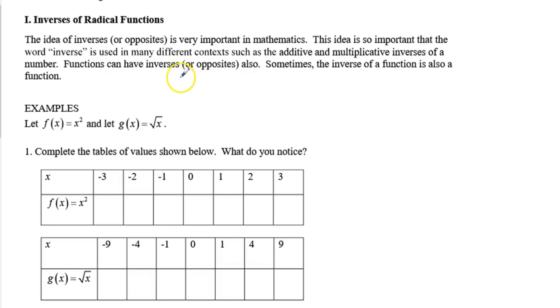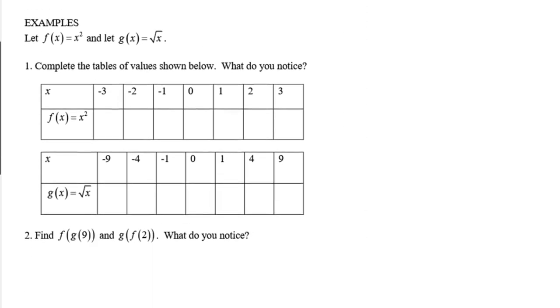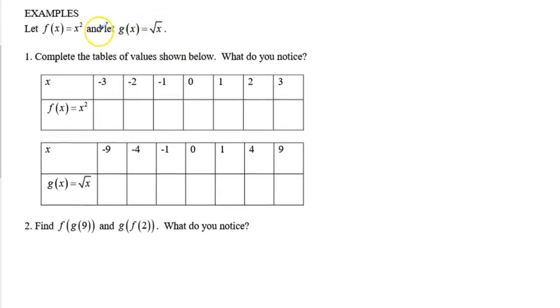And functions can also have inverses. That's what we're going to study here, inverses of the radical function. So let's specifically look at the relationship between x squared and the square root of x. You obviously know that they undo each other. If I want to get rid of a square or a square root, I can use the other function to undo it. So let's complete this table of values, and then I want you to comment on what you notice.